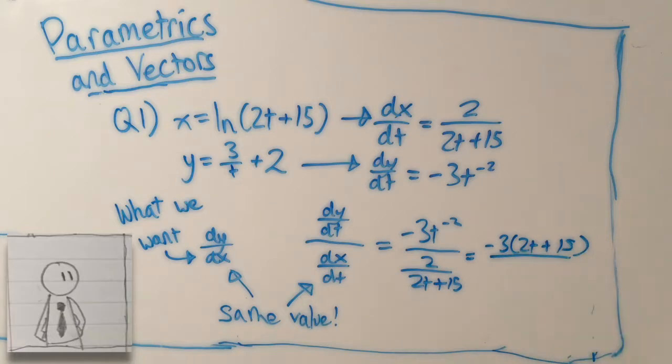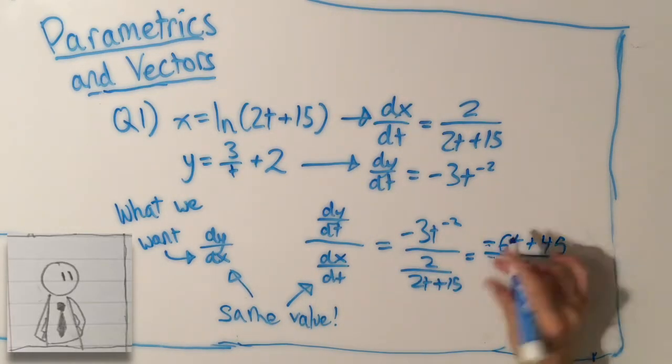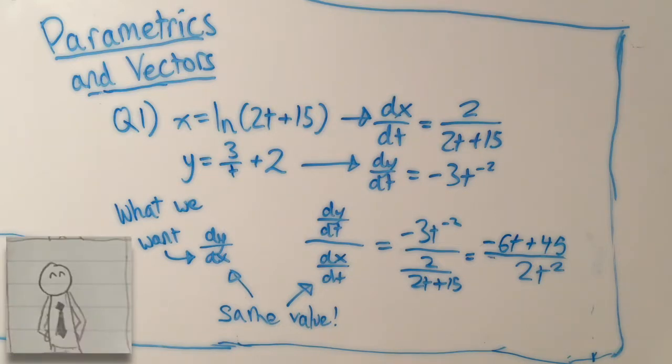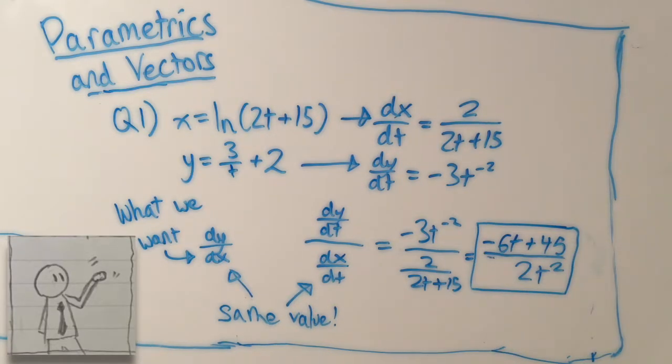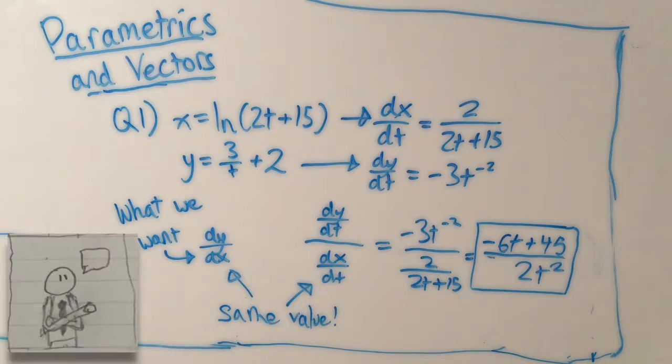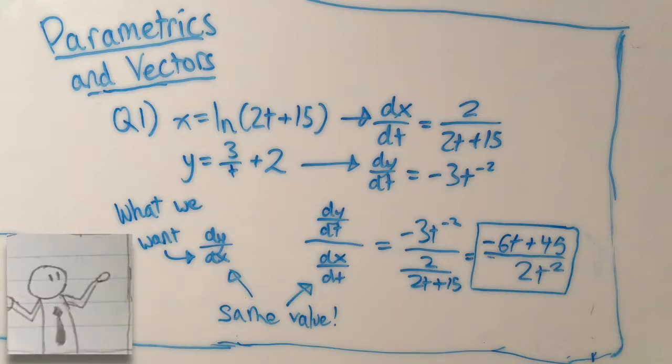Simplify that out, you get negative 6t plus 45 over 2t squared. And that's all there is to it. Thus we can calculate the slope of the graph at any time t. Note that here, dy dx is not how quickly the point moves, but simply the slope of the graph drawn by our parametric equation. After all, the speed would be something over dt, or change in time.